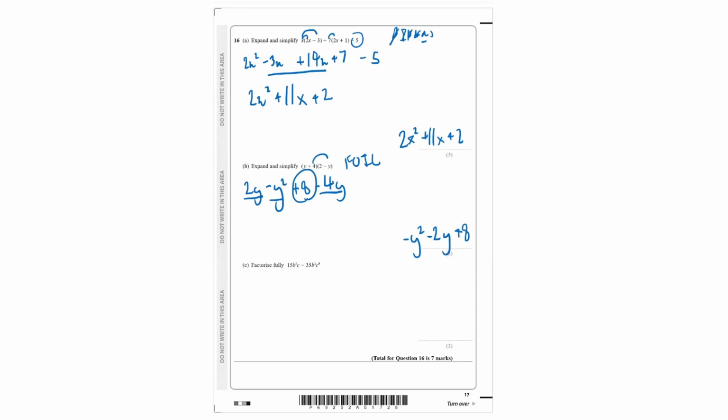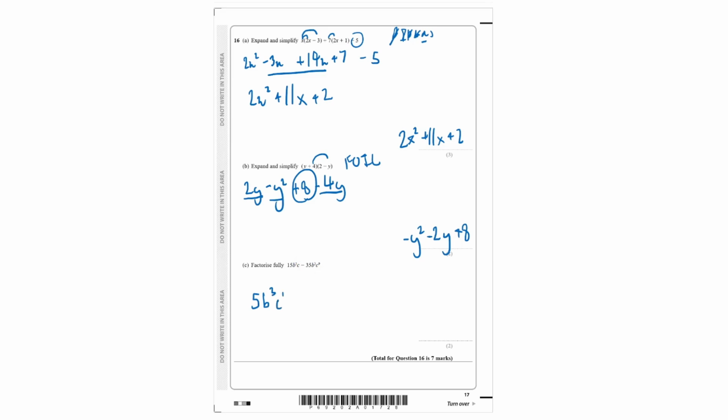Factorize fully 15b to the power of 5c minus 35b cubed times c to the power of 9. First off, we can see that 15 and 35 are both divisible by 5. Then we can see that b and c are both present in both terms. Here we have b to the power of 5 and b to the power of 3, so instead of writing the highest power, we write the smallest one, b to the power of 3. And then we have c to the power of 1 and c to the power of 9, so we write c to the power of 1.